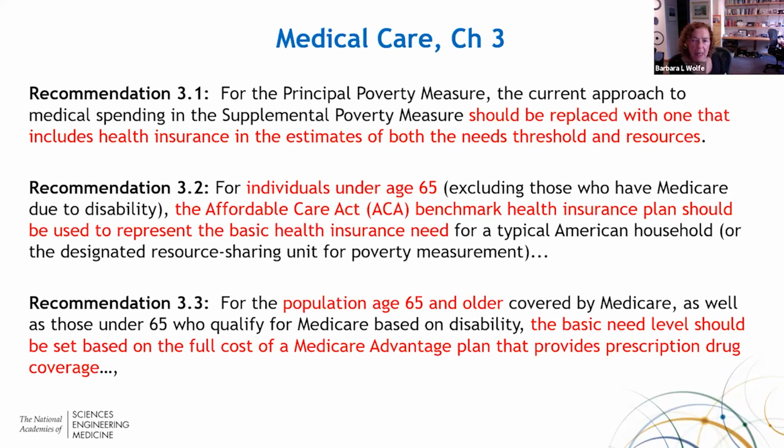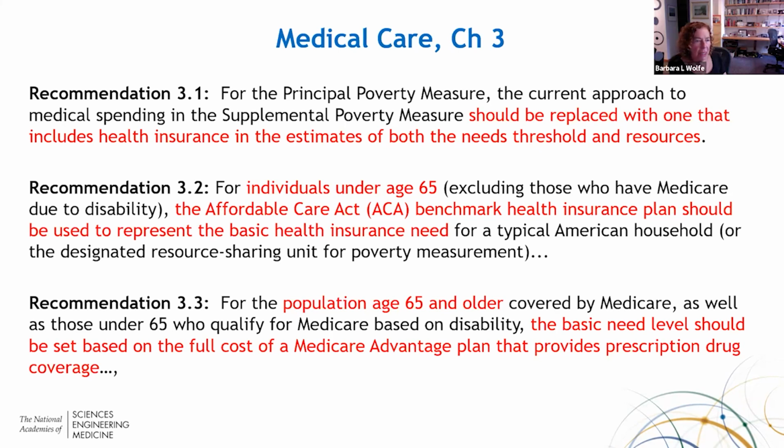So specifically, what we're proposing is that the principal poverty measure would add the price of the benchmark health insurance plan, the unsubsidized premium, to the poverty threshold to represent health insurance need. This is defined as the second least expensive premium for a silver plan, which actuarially covers 70% of expected health care. On the resource side, the PPM would add a value for the health insurance benefits provided by the government or employers to household resources, and I'll come back to this shortly.